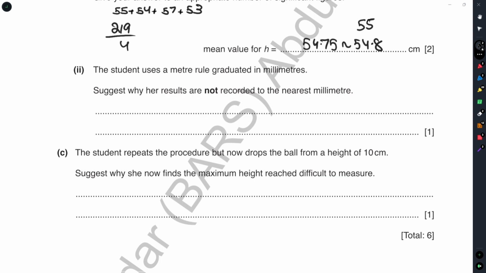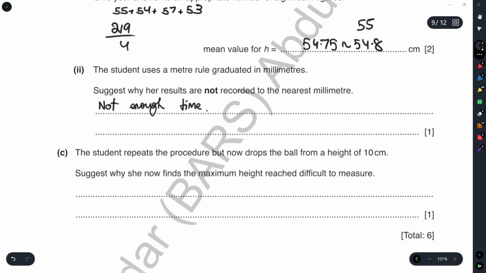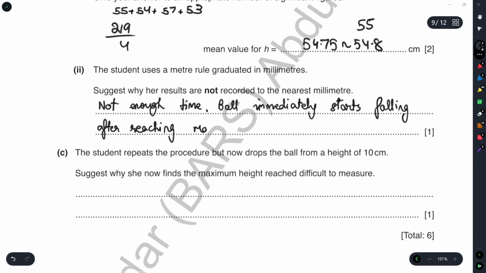So essentially what we can write is: not enough time. You can also say the ball immediately starts falling after reaching maximum height. Take care.